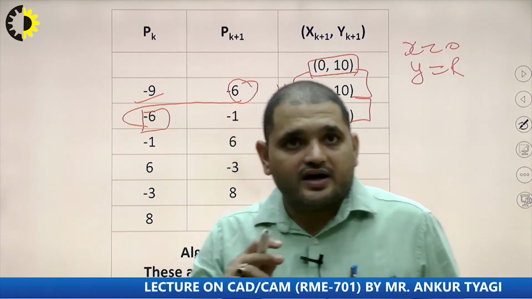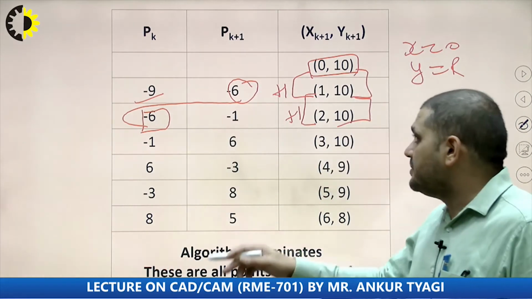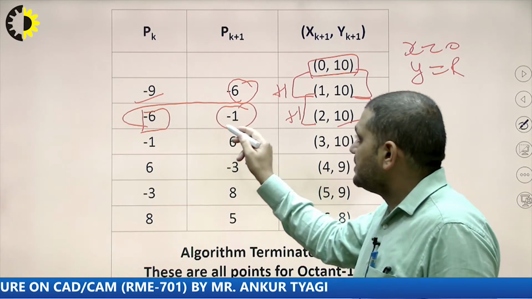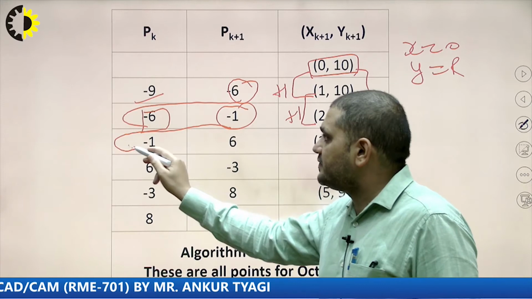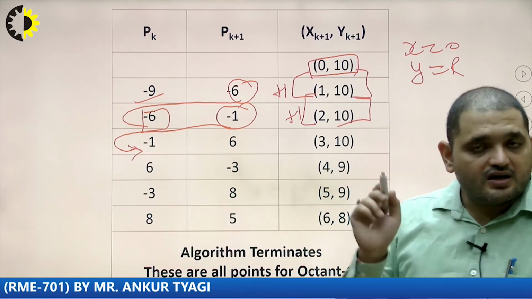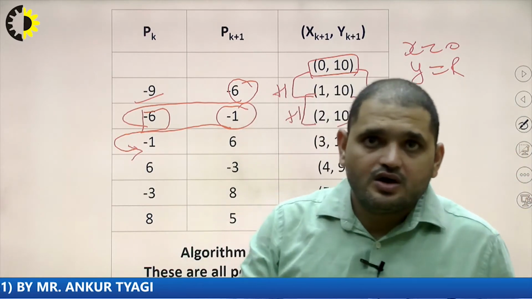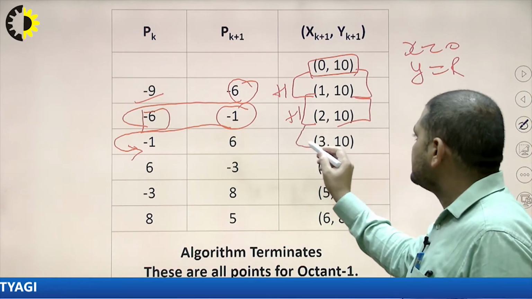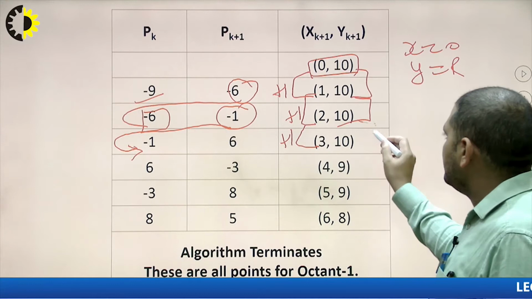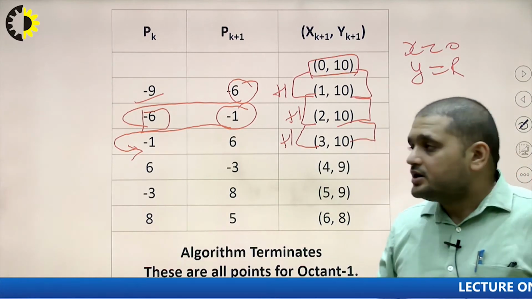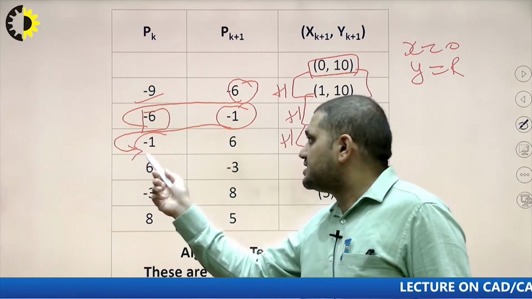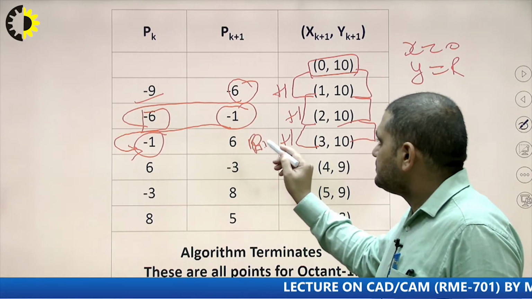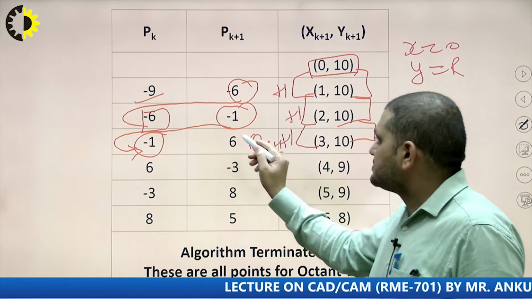Now again we will calculate the next decision parameter with the help of this pk, which comes out to be minus 1, which becomes the initial decision parameter for the next iteration, and again this value is less than 0. For less than 0, x is incremented by 1 and y remains the same. Using this as an initial parameter, we find the next pk plus 1, which comes out to be 6.